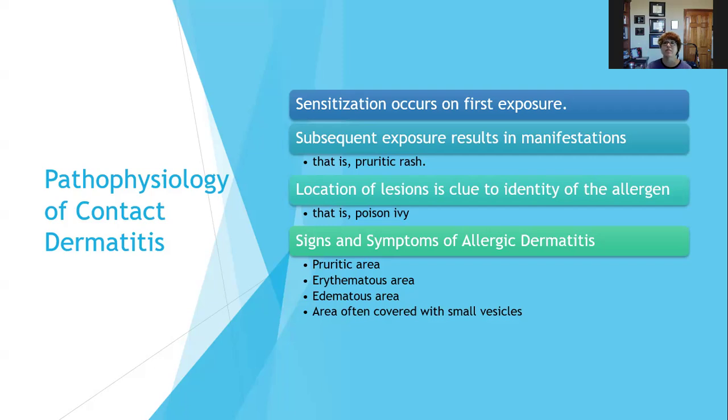Signs and symptoms of allergic dermatitis: pruritic area, so itchy, erythematous, which means red, edematous, which means swollen, and often covered with small vesicles. So a vesicle is a thin-walled, fluid-filled blister, basically. So itchy, red, swollen, and blisters. That's our signs and symptoms of allergic dermatitis.